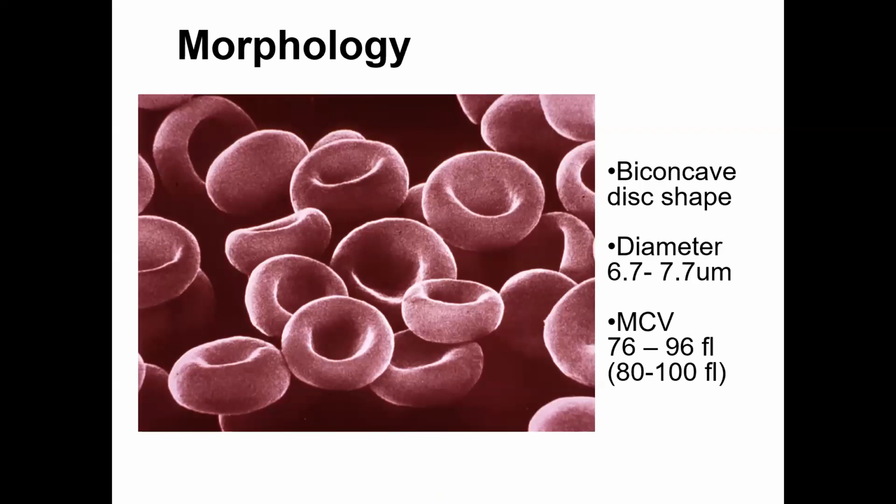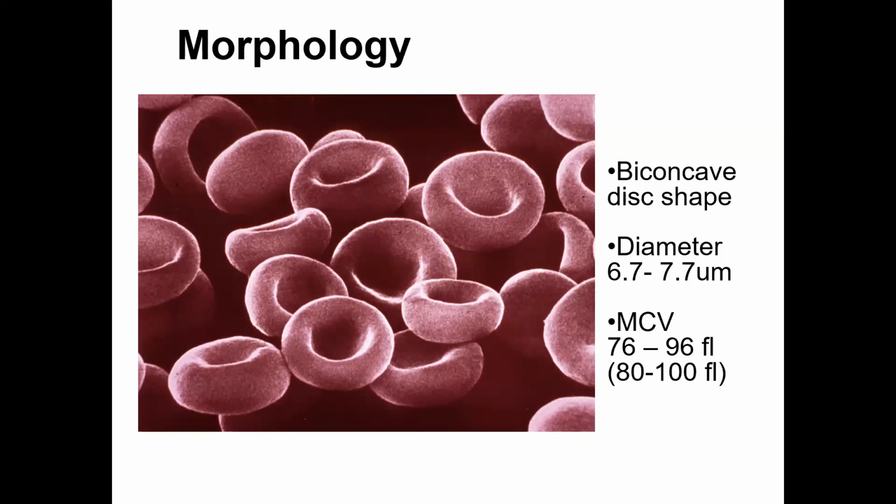So let us look now closely at the morphology of this red cell. If you are able to look at it using a scanning electron microscope, you will see that the red cells have a biconcave disc shape, which you can see here. You can see the center part of the red cell is hollow, and that is what gives it this biconcave shape. The diameter is 6.7 to 7.7 micrometers.